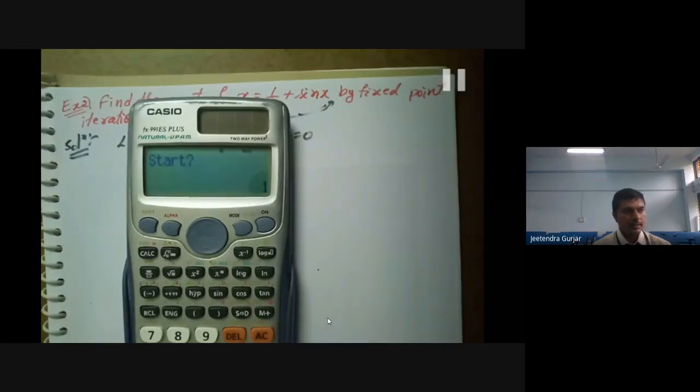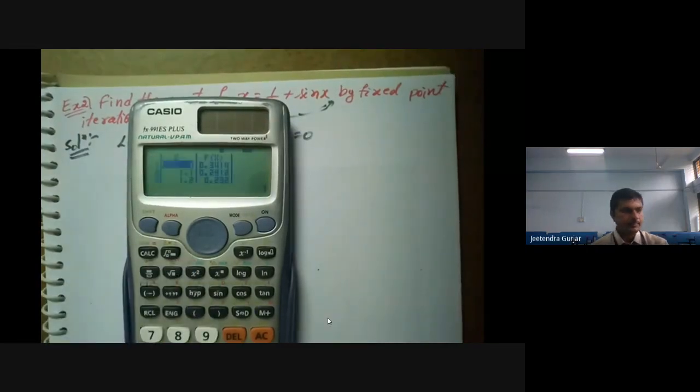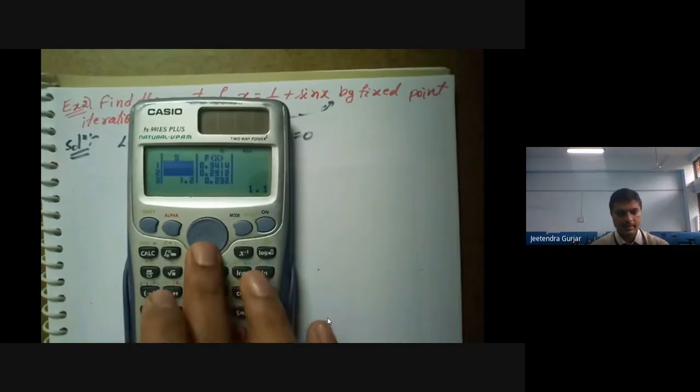Then it is going to ask start. What value are we going to start? 1. So just put 1, equal to. Then it is going to immediately ask what is end. End is going to become 2, equal to. Then it is going to ask step length. Step length you can put 0.1. Then press equal to. You will get the values like this.